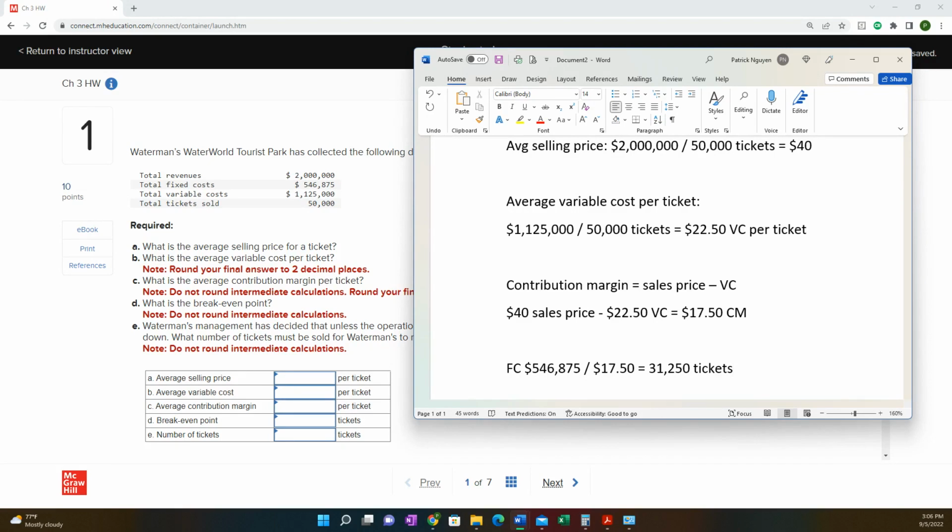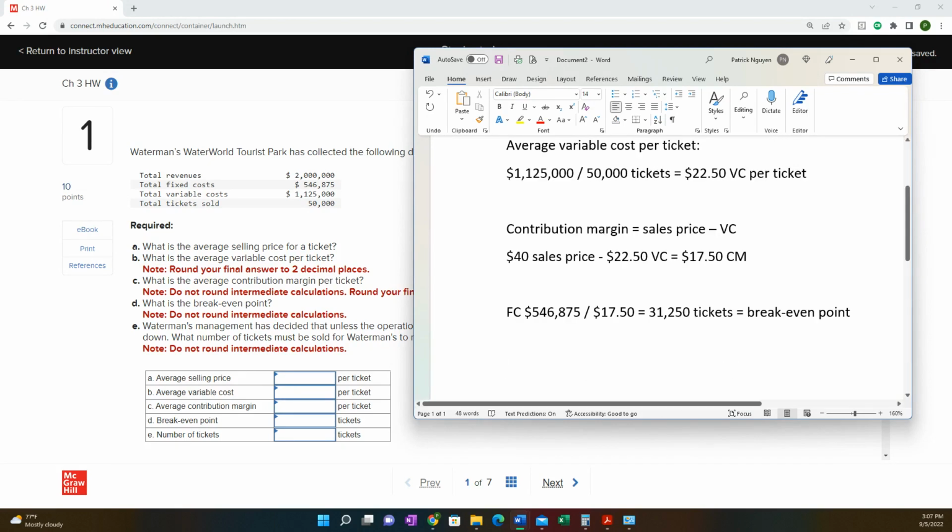And then part E says that the company needs to earn at least $140,000 in operating profit, or they will close down. So we need to figure out how many tickets need to be sold. Each company is in business not just to break even, but to hopefully make a profit. Investors need to make a return on their money. It doesn't matter if you're investing in a business or in your savings account at the bank. You want a certain amount of return on your money.